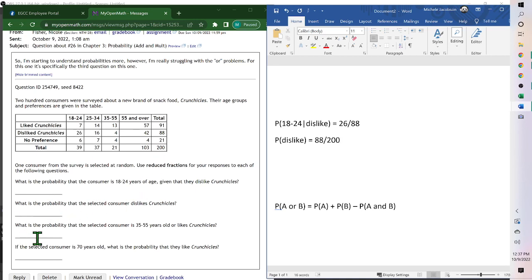The third one, what is the probability the selected consumer is 35 to 55 or likes crunchies? When you have an or, because they can overlap, it's the probability of A plus the probability of B minus the probability of both of them. Because we're finding the probability of 35 to 55 or likes crunchies.